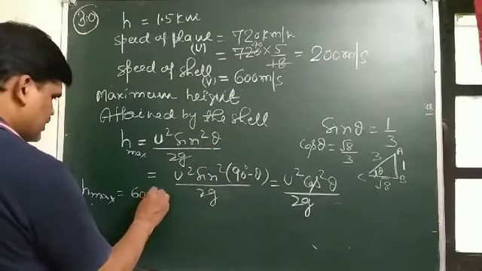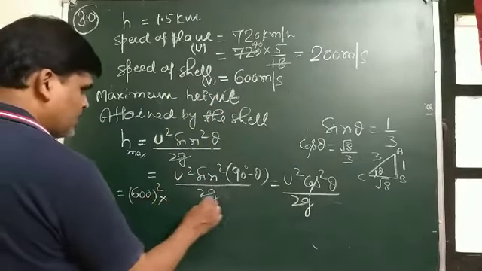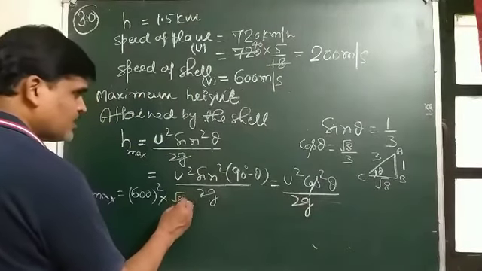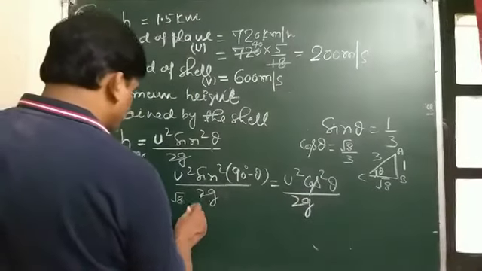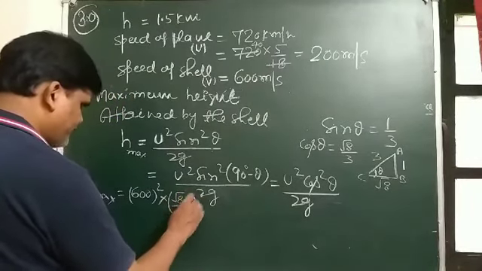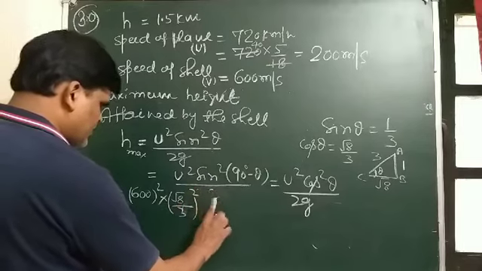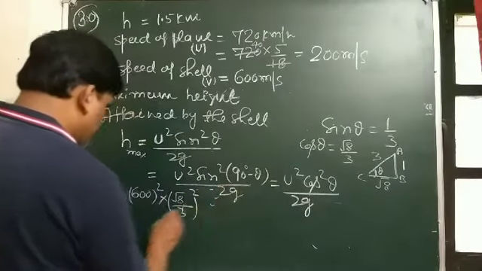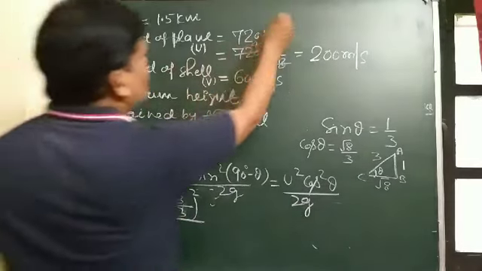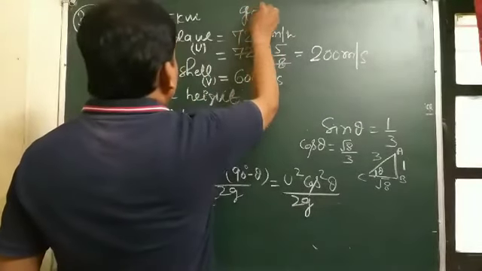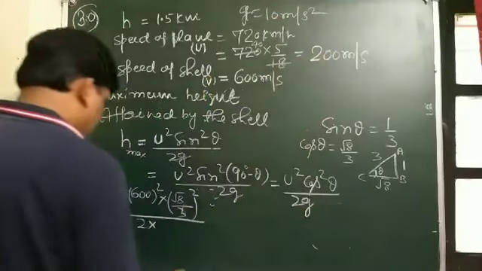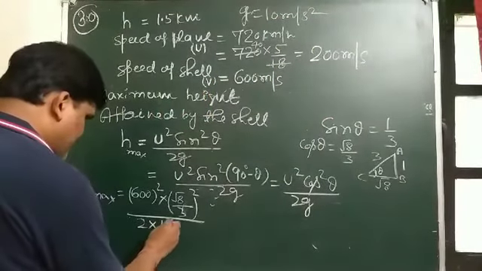is 600 whole square, times cos square theta, which means √8 by 3 whole square, divided by 2g. And g is given as 10 meter per second square. So g is 10.